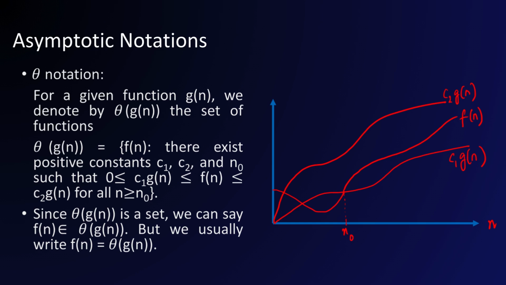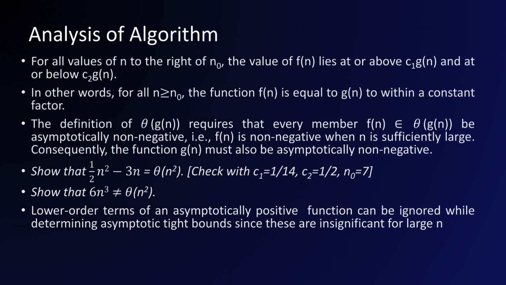The definition of theta of g(n) requires that every member f(n) belonging to theta of g(n) be asymptotically non-negative. In other words, f(n) is non-negative for very large n. Note that there can be multiple functions f(n) for which the definition of theta is satisfied. In other words, theta of g(n) is not a single function, rather a set of functions. Thus, although we should write that f(n) belongs to the set theta of g(n), in practice we always write f(n) is equal to theta of g(n).